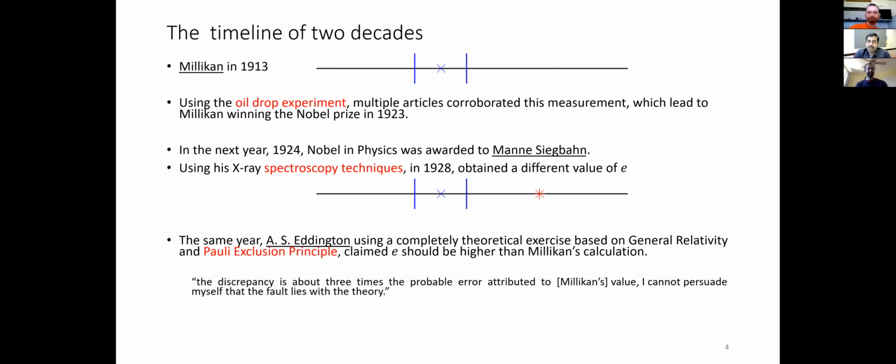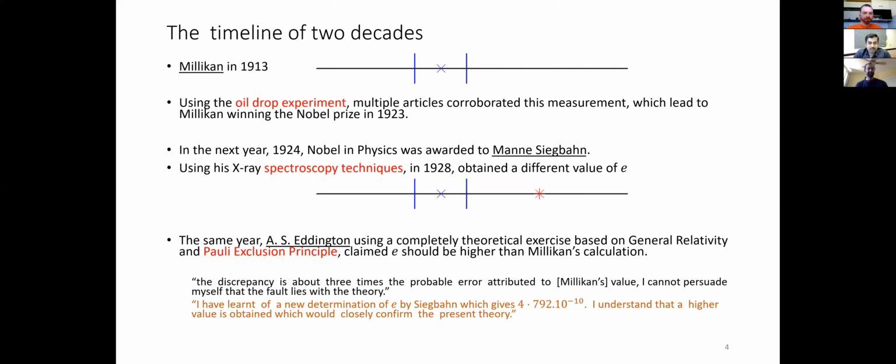He said that e should be much higher than Millikan's value. He writes, the discrepancy is about 3 times the probable standard error attributed to Millikan's value, and I cannot persuade myself that the fault lies with the theory. Even though the second and the third studies were both reported in 1928, they were not communicated with each other. As an addition to his paper, Eddington writes, I have learned of a new determination of e by Siegbahn, which is higher. I understand a higher value is obtained, which would closely confirm the present theory.